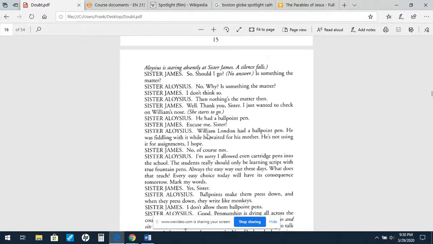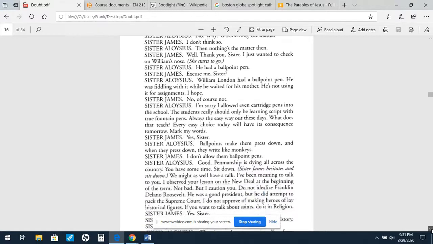This is a great example here. We're talking about one of the students named William London. And Sister Aloysius notes that William London had a ballpoint pen. "He was fiddling with it while we waited for his mother. He's not using it for his assignments, I hope." And Sister James says no. Sister Aloysius: "I'm sorry I allowed even cartridge pens into the school. The students really should only be learning script with true fountain pens. Always the easy way out these days. What does that teach? Every easy choice today will have its consequence tomorrow."